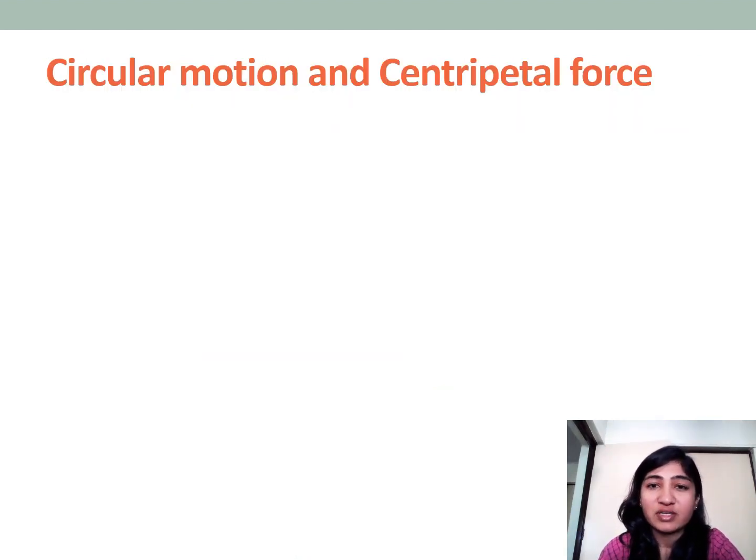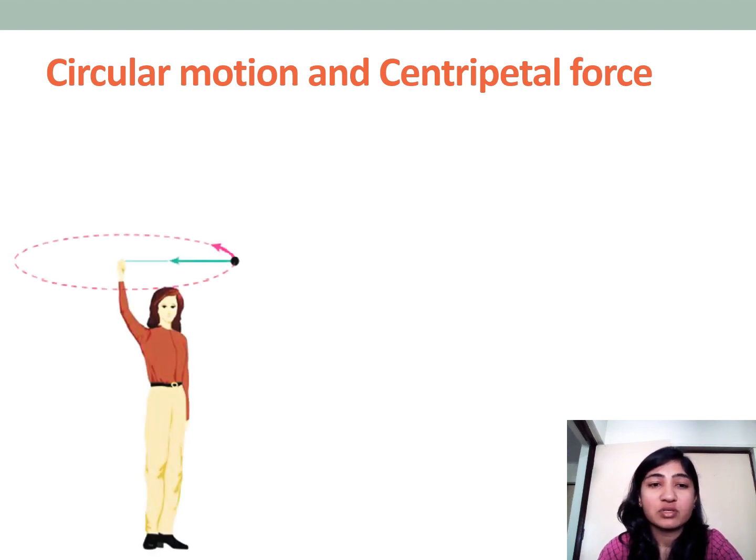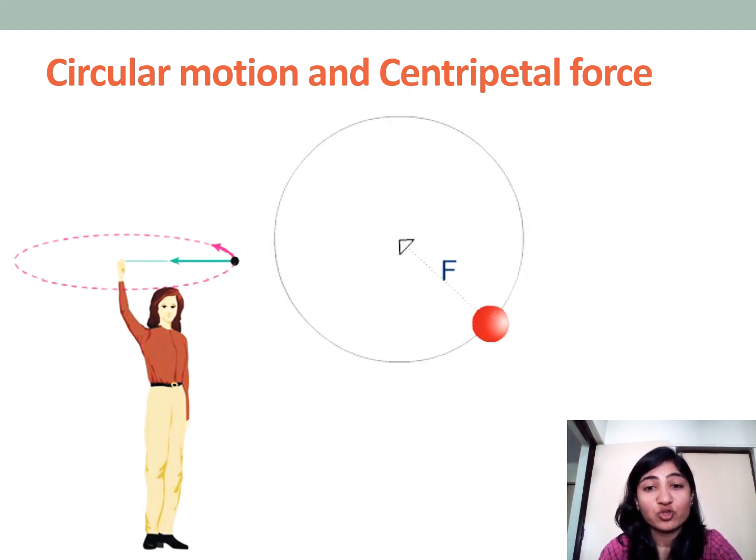Now the next point is circular motion and centripetal force. Look at the diagram. The person is holding a string to which a stone or ball is tied and she is revolving it. Its motion will be like this. So this is the motion of the object along the circular path, right? So this is called as circular motion.